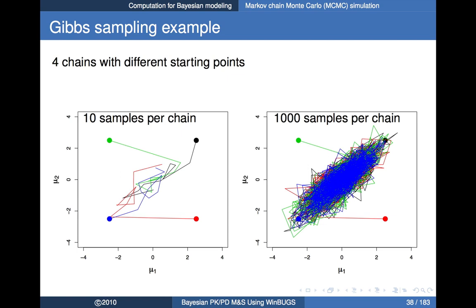So that's a very simple Gibbs sampler. Now of course that's only for a bivariate posterior distribution. In most of our problems we're going to be dealing with something a lot messier than that.